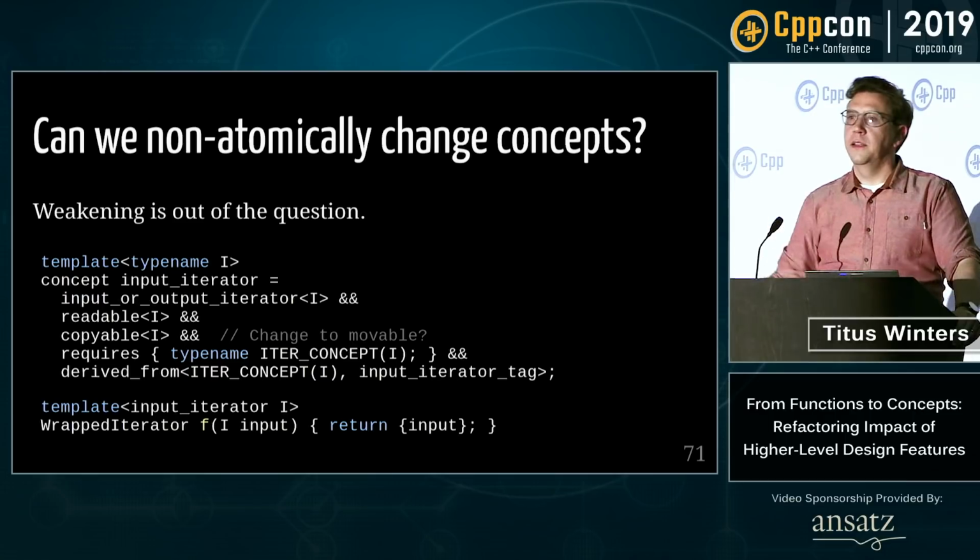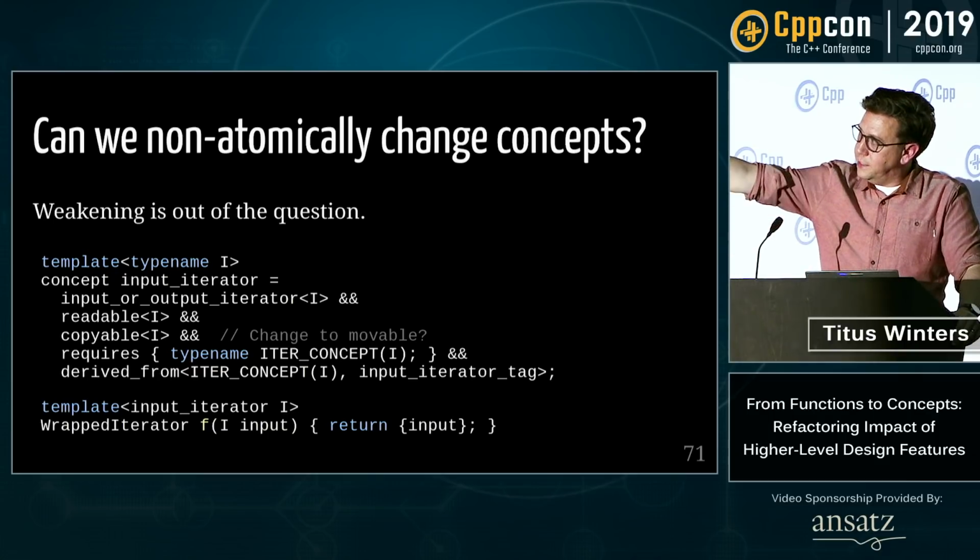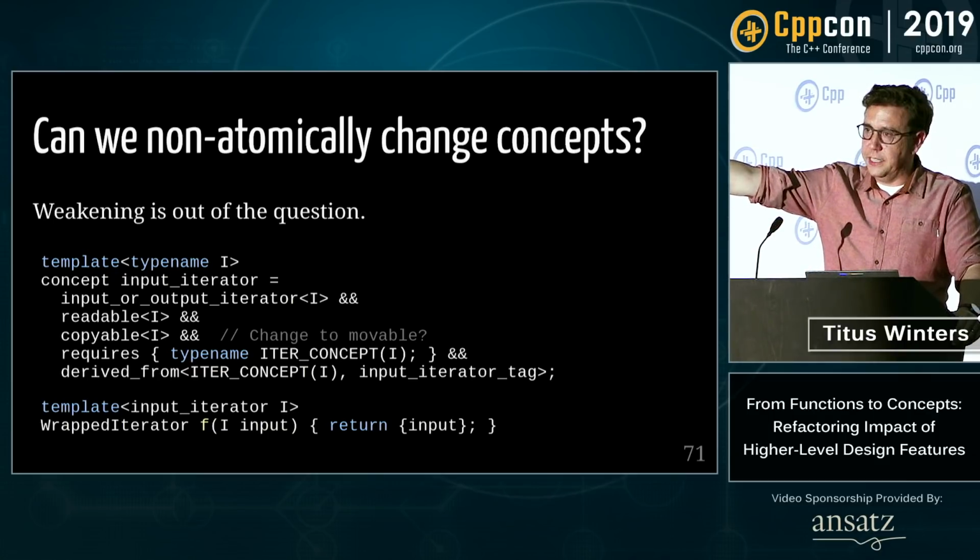Chris, I think? Yeah. So my question is, if we weaken this from copyable to movable, because copyable refines movable, where is the break here? The break is the user that is copying it. But we're not saying there's no copy here. We're not saying that you can't copy, we're just saying we don't need a copy.